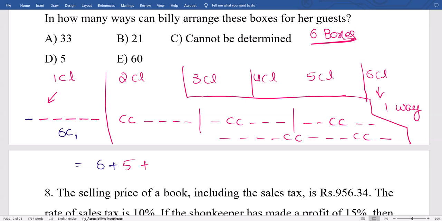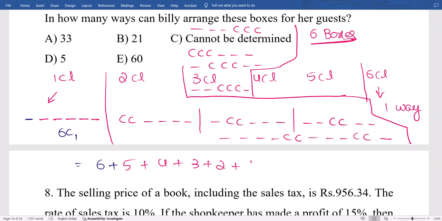Now what about 3 candles, sir? It will give 4 ways. How? CCC and 3 blanks. Blank CCC, 2 blanks. 2 blanks CCC, 1 blank. 3 blanks, then all 3 C's. So you can observe that's 6 ways, then 5 ways, 4 ways, 3 ways, 2 ways, 1 way, like that. Totally 21 is the answer. Sum of natural numbers from 1 to 6: n into n plus 1 divided by 2, 6 into 7 divided by 2, which is 21.